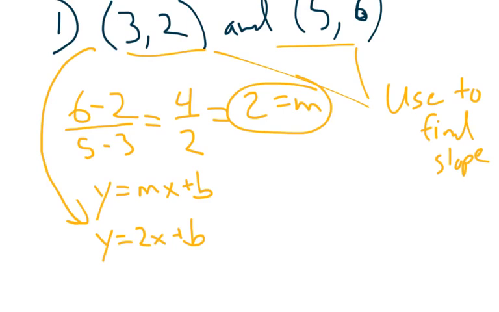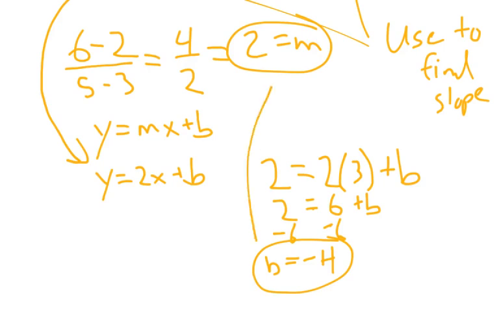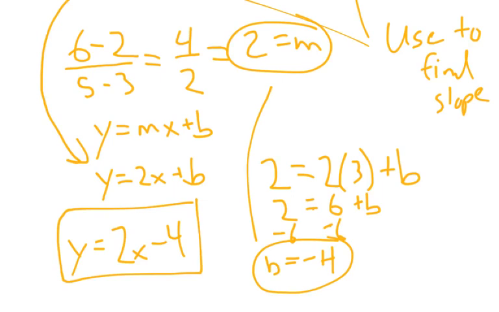So when I do the first point, I'll get 2 equals 2 times 3 plus b. That gives me 2 is equal to 6 plus b. If I subtract 6 from both sides, I end up getting b equals negative 4. So now I have m, I have b, I can bring it all together. Y equals, sorry, not negative 2x, just regular 2x minus 4. Box it. Walk away. We have found the equation of that line.